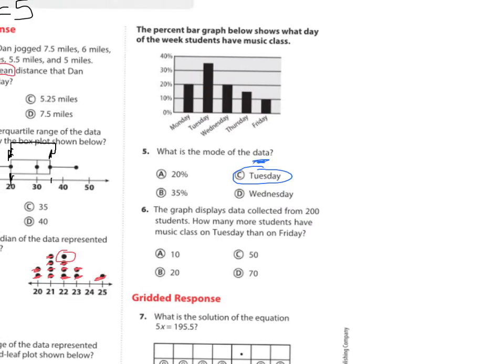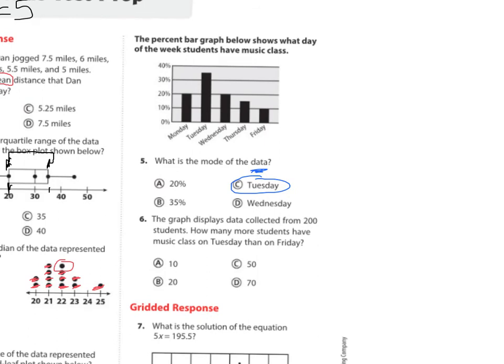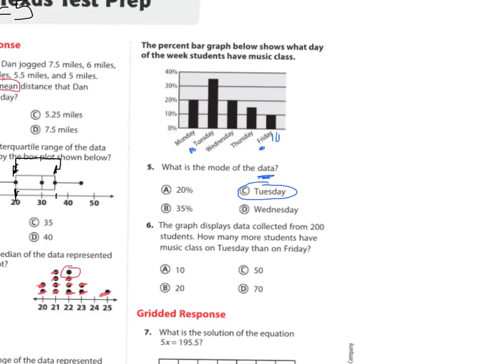Number 6, the graph displays data collected from 200 students. How many more students have music class on Tuesday than on Friday? So we have to know how many students this is and how many students this is. It's not 35 students. It's not 10 students for Friday. That's 10%. What I can do now is take the percent for Tuesday and subtract the 10% from Friday, and that gives me 25%.